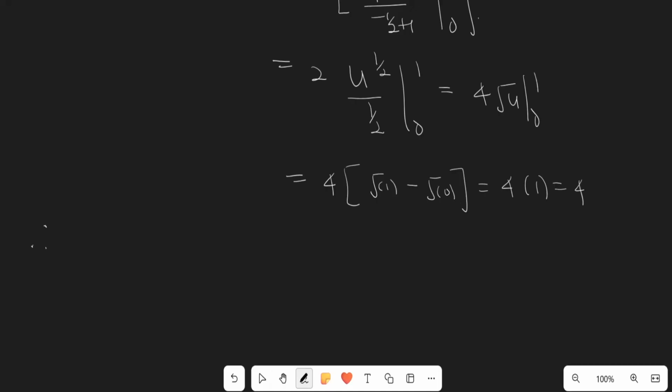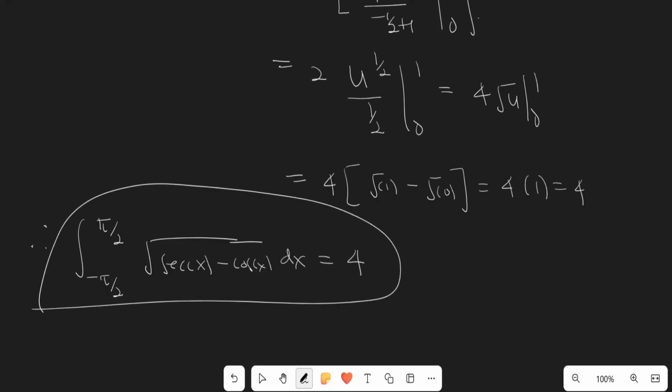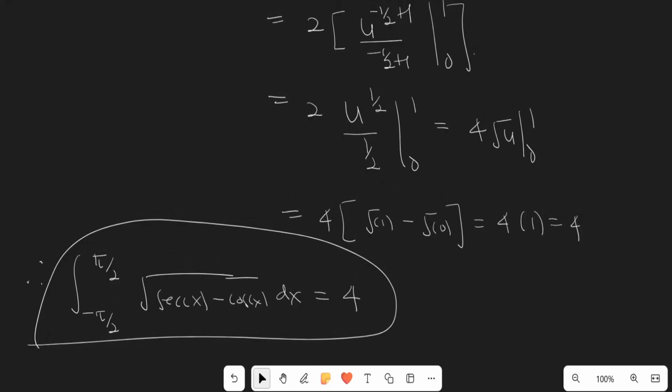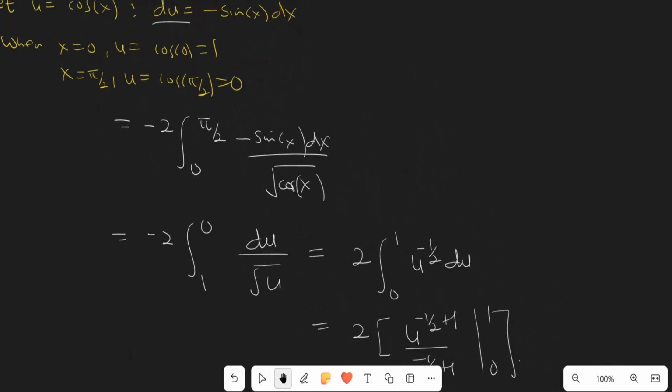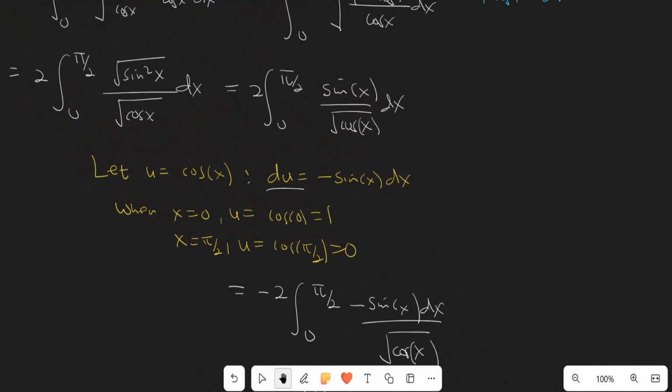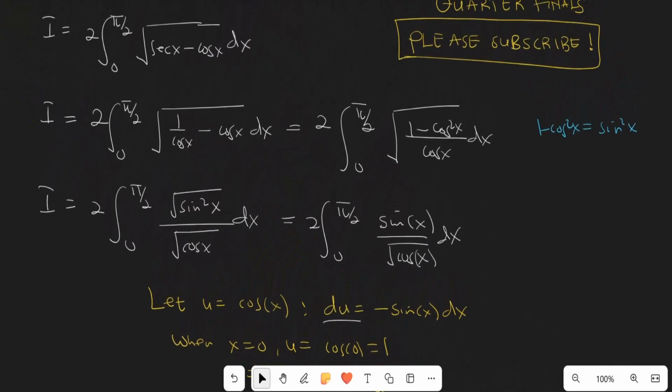Therefore, the integral from negative pi over 2 to positive pi over 2 of the square root of secant x minus cosine of x dx evaluates nicely to 4. That is how you solve this one. When you have symmetric limits like this, you check the integrand. If the integrand is an odd function, that is going to be 0 straight away. If the integrand is an even function, then you split it into 2 by multiplying 2 times the integral from 0 to the upper limit. And that is how you solve these kinds of integrals.